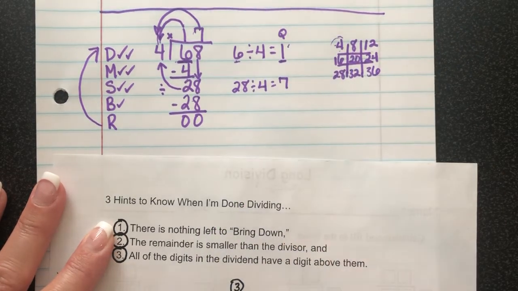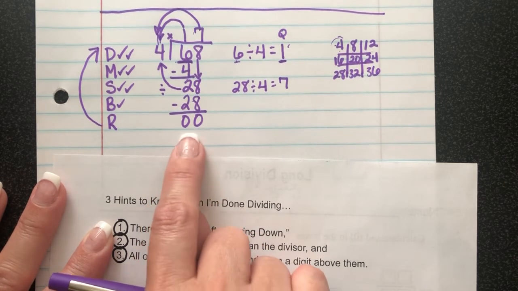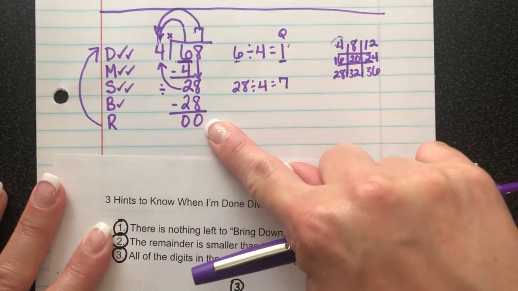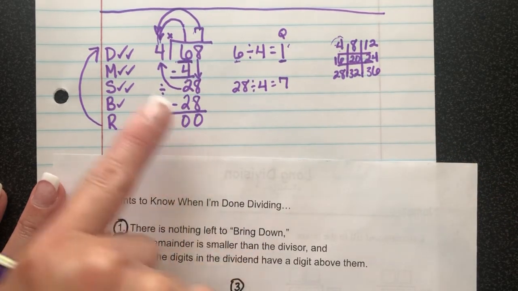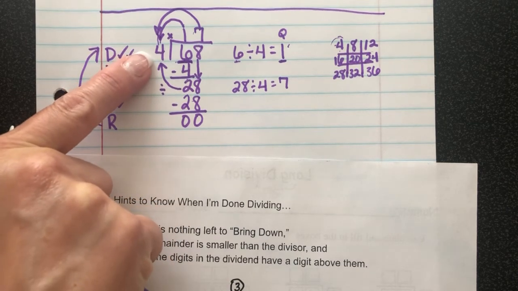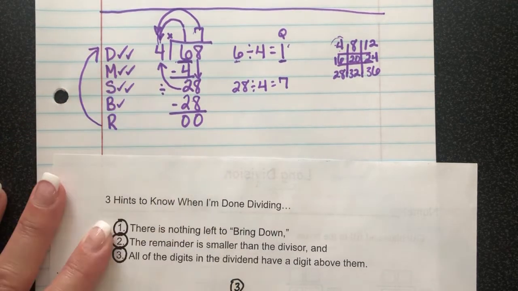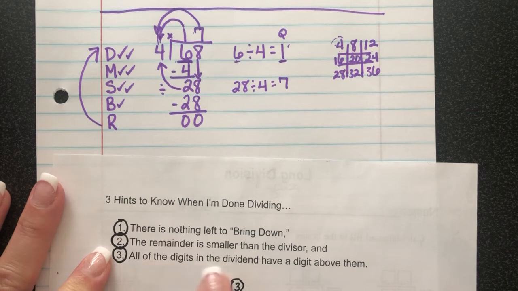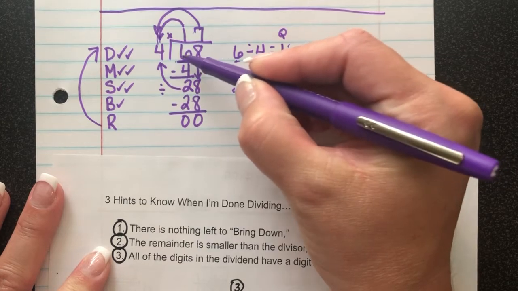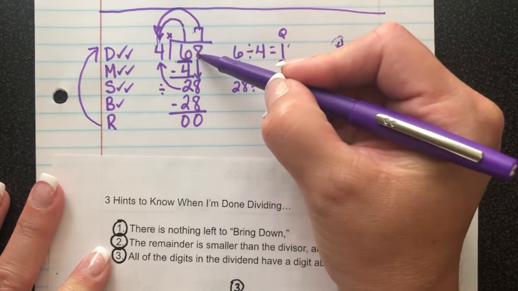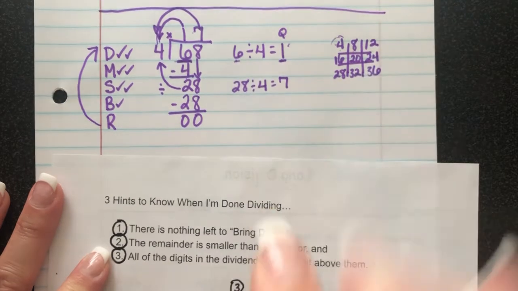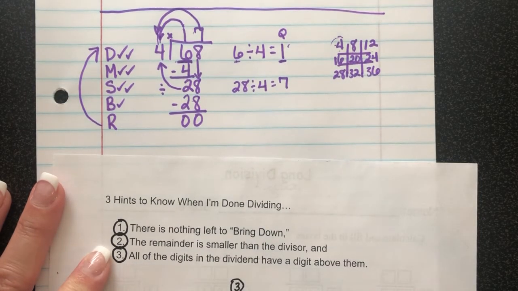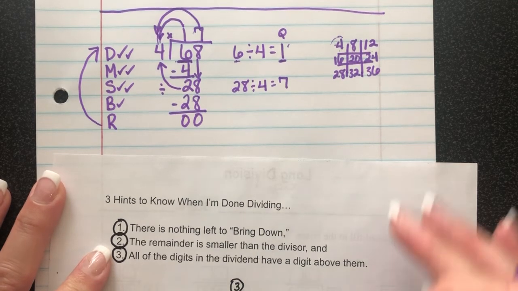Okay, so I've satisfied number 1. Now number 2, my remainder. Remainder is at the bottom. Got to remember that. That's what's left over, or what remains. Okay, my remainder has to be smaller than my divisor. This is the divisor. Yes, it is. 0 is less than 4, so I've satisfied number 2. Now, number 3. All of the digits in the dividend have a digit above them. Here's our dividend. The 68 is our dividend, okay? Each digit has a digit on top of it, okay? So we have satisfied number 3 as well. That means that we are done dividing, okay?